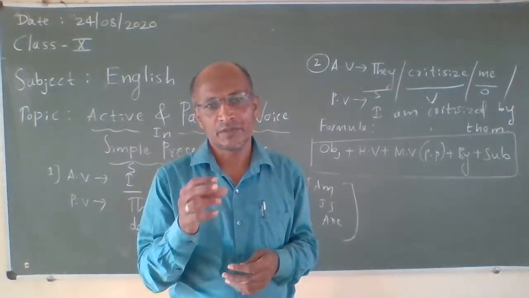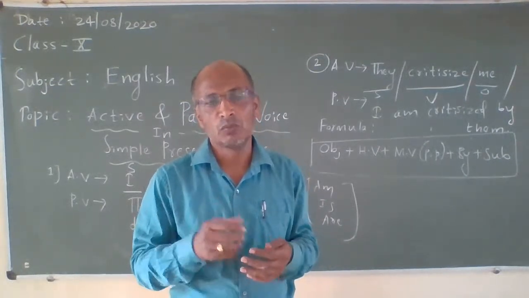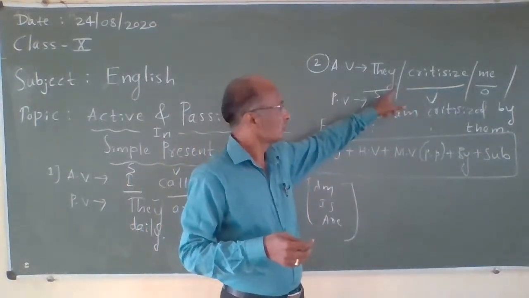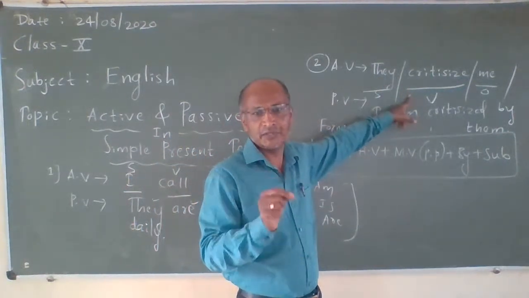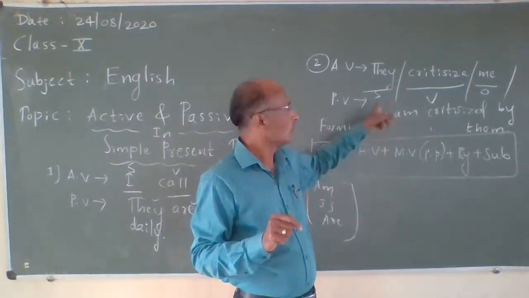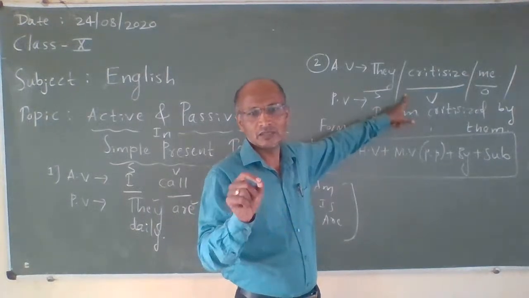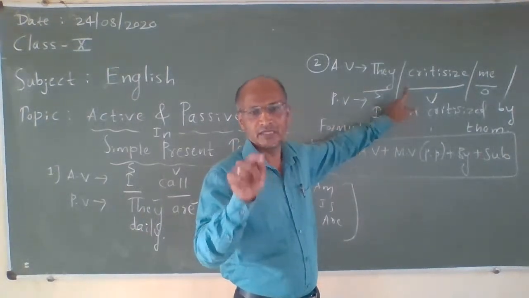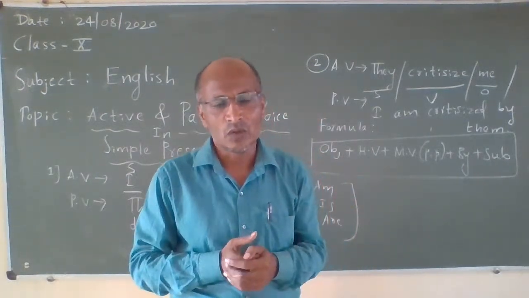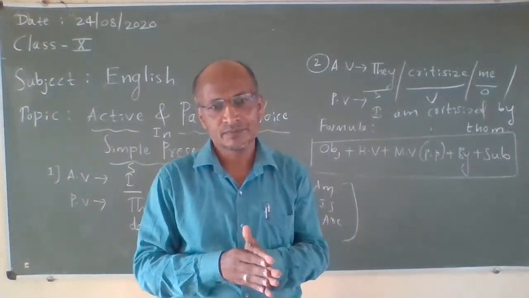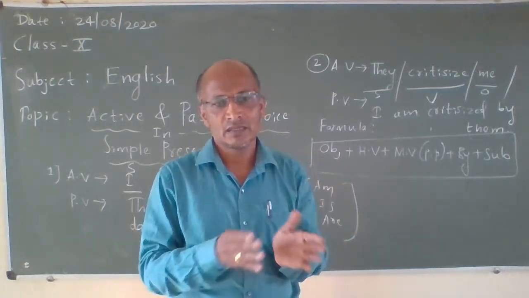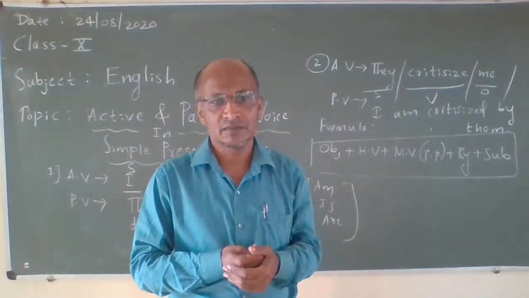You should ask questions like what, who. See, they criticize. Whom do they criticize? You ask the question whom. You get the answer me. What do they criticize? If you want to find out an object in the given sentence, you should ask the two questions who and what. If you get the answer, there will be an object. If you don't get the answer, there is no object in the given sentence.